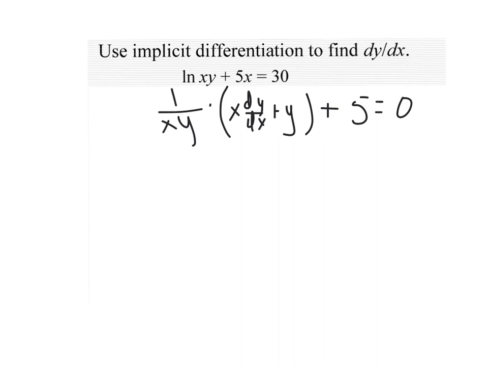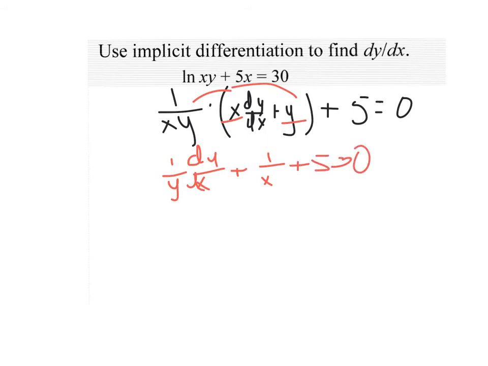All right, so then you can simplify a little bit. Let's cancel some stuff out. If you distribute 1 over xy through, hopefully you can see that the x is going to cancel here, the y is going to cancel there. So you end up with 1 over y dy dx plus 1 over x plus 5 equals 0. Okay.